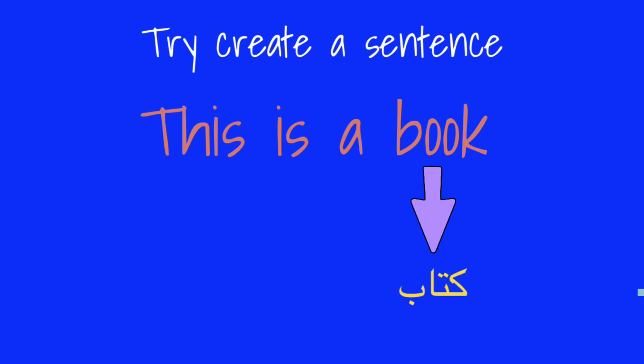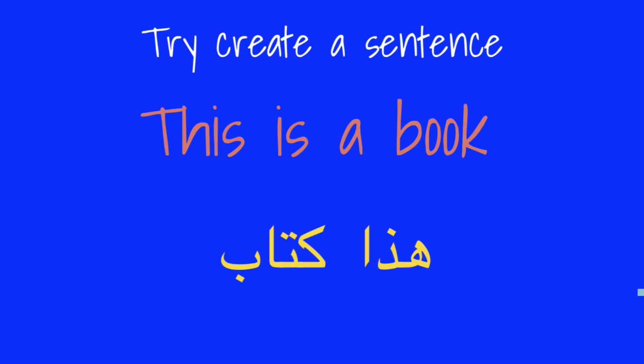Now how to say this is a book. Book is كتاب. هذا كتاب. How to say this is a table. Table is طاولة. هذه طاولة.